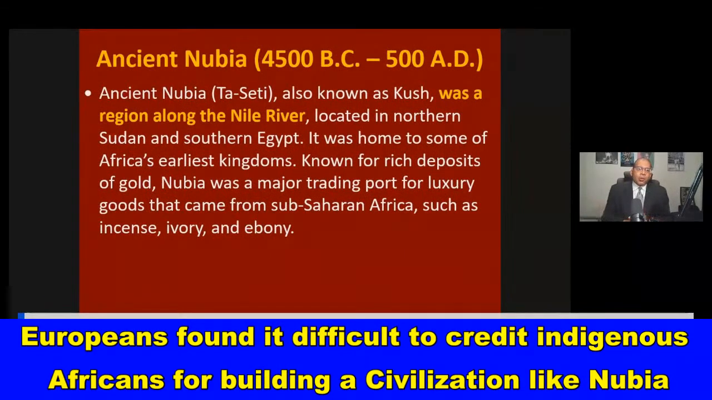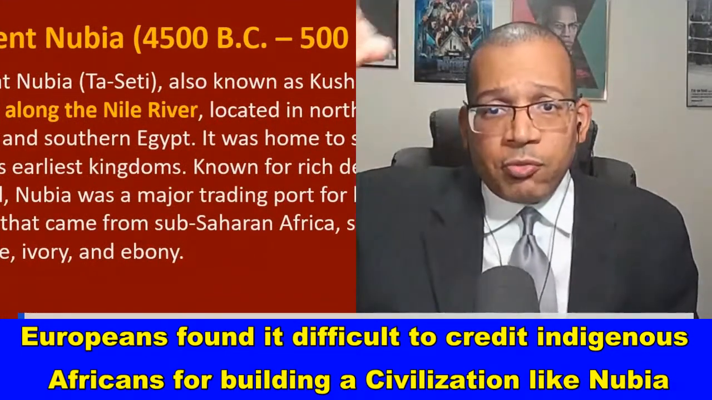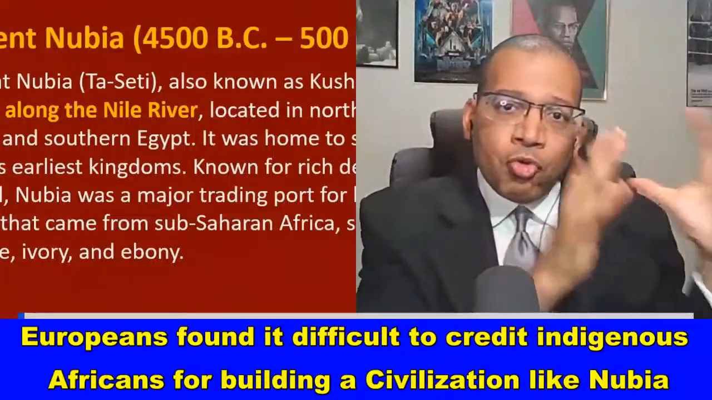Now, ancient Nubia, or Ta-Seti or Ta-Nehesi, also known as Kush, which was more of a region than a kingdom. Some of that depends upon which period of time you're talking about. But ancient Nubia was a region along the Nile River located in northern Sudan and southern Egypt, or southern Kemet. Today, the lower portion of Egypt and the upper portion of the Sudan is where Nubia was.